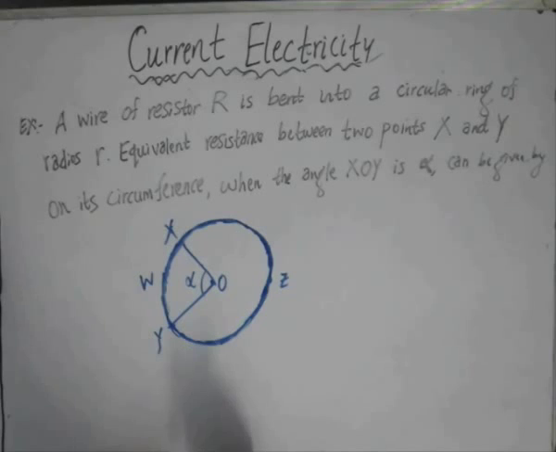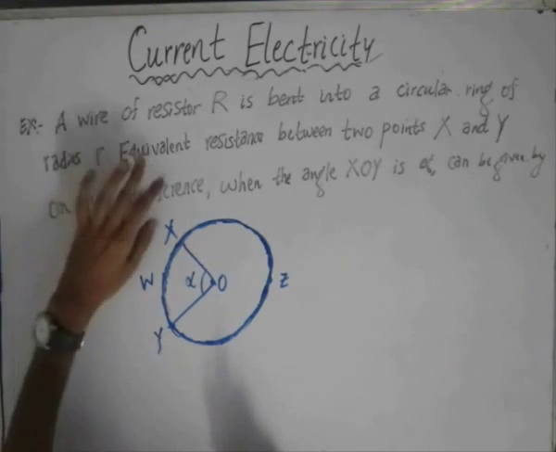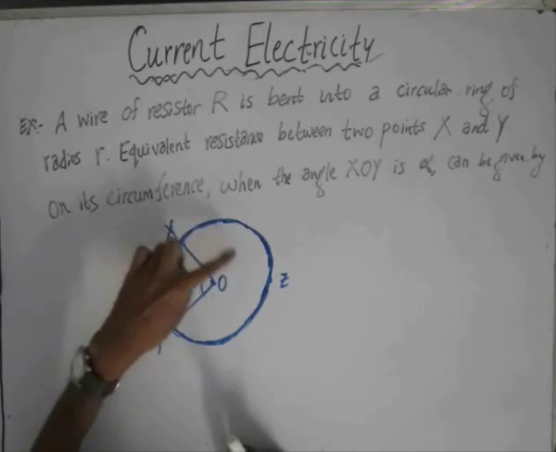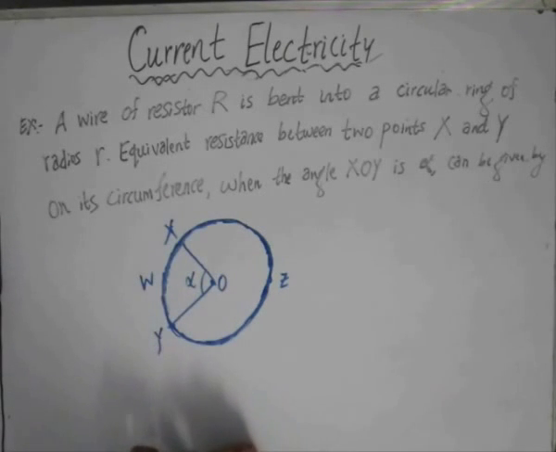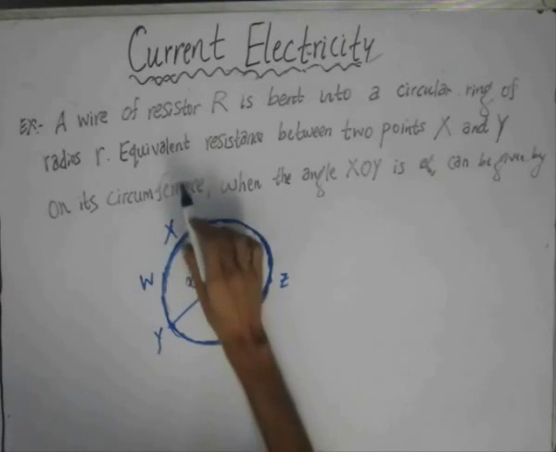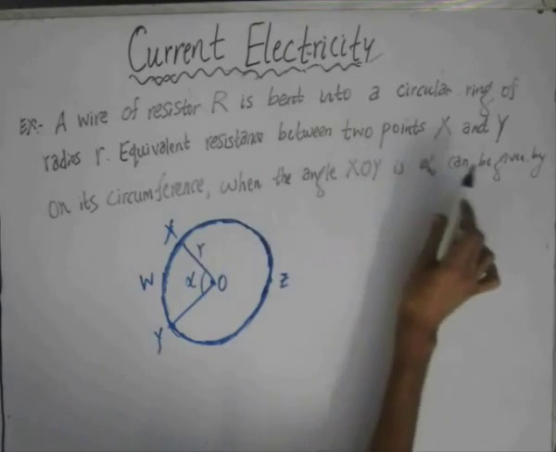Okay, so this is our numerical. It's given that a wire of resistance R is bent into a circular ring of radius R. So the radius of this ring is R. Now we need to determine the equivalent resistance between points X and Y.